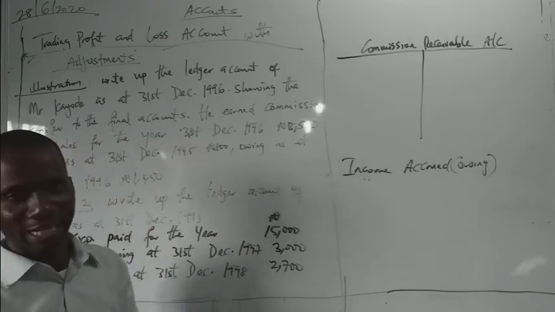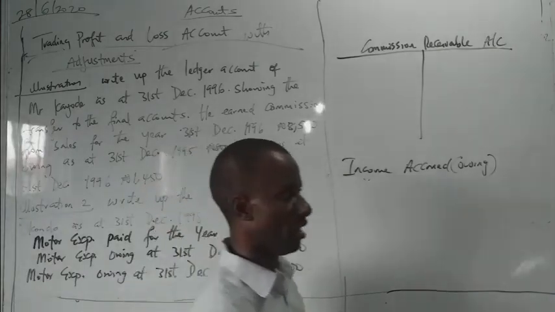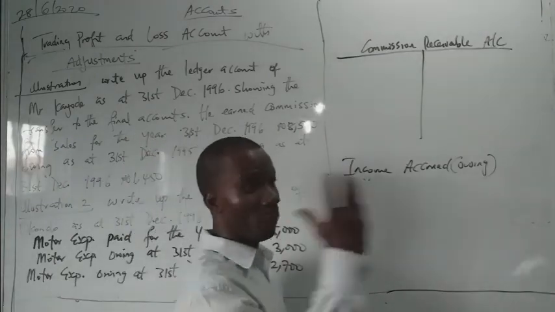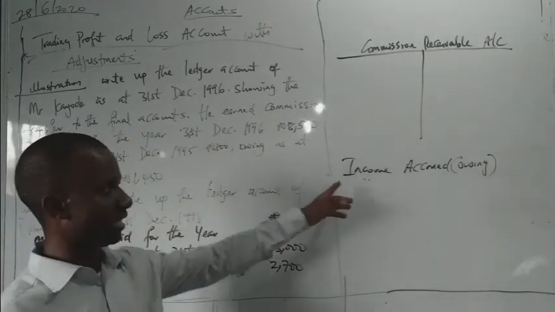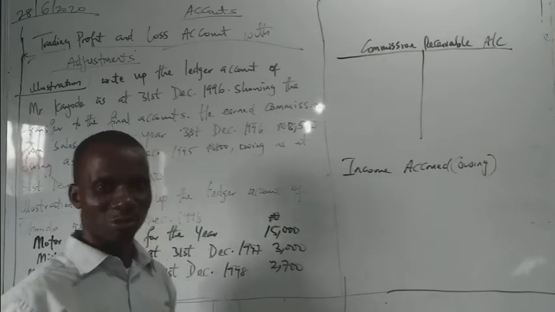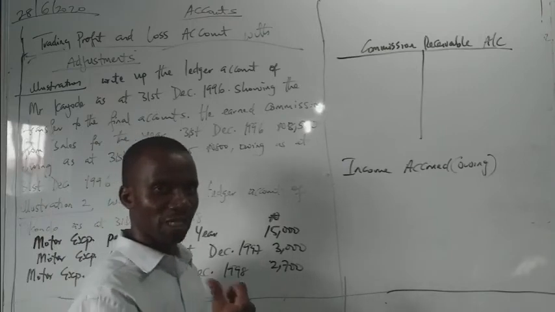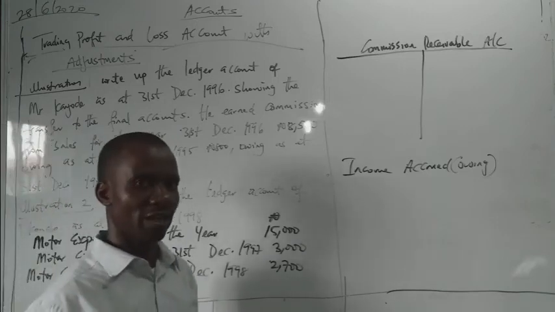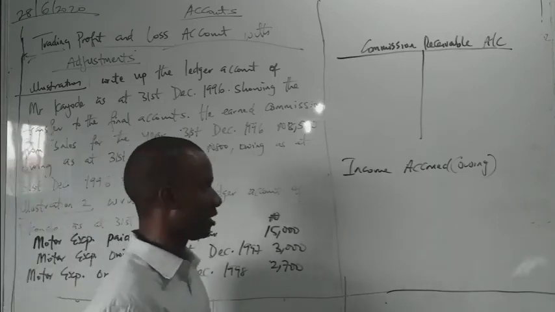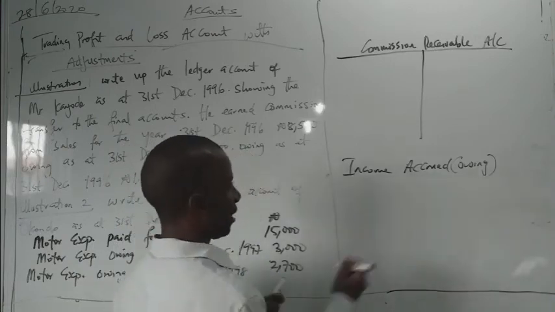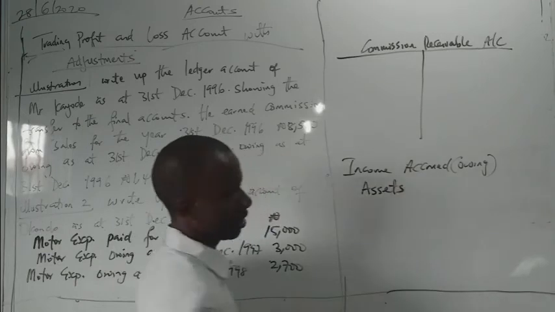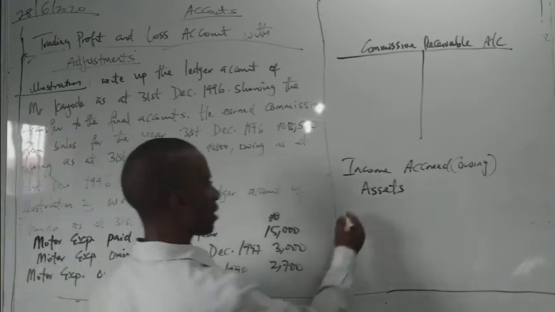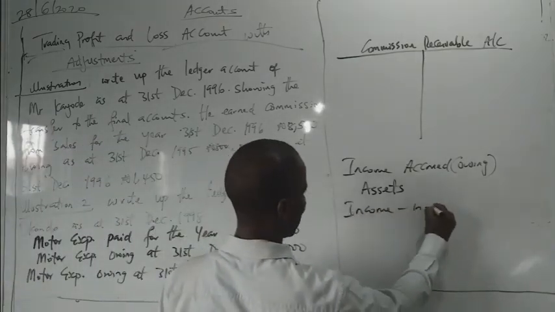Now, is this an asset or liability? What is an asset? What is a liability? Asset is resources the business owns, but liabilities are obligations the business has. So looking at that definition, is income accrued an obligation? No. It is a resource to the business. Even though it hasn't been collected, the business can still make use of it later, even though it's not in its possession presently. So this is an income, this is an asset. Let me repeat: income accrued is an asset.